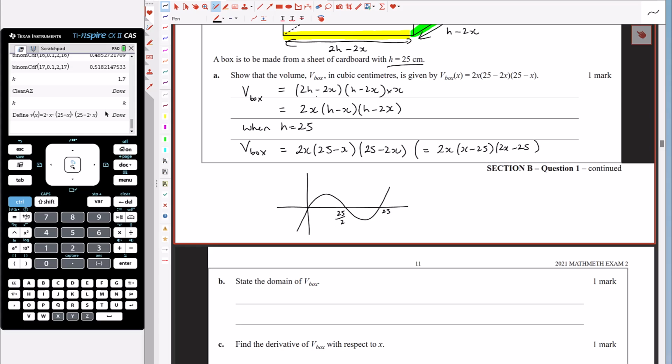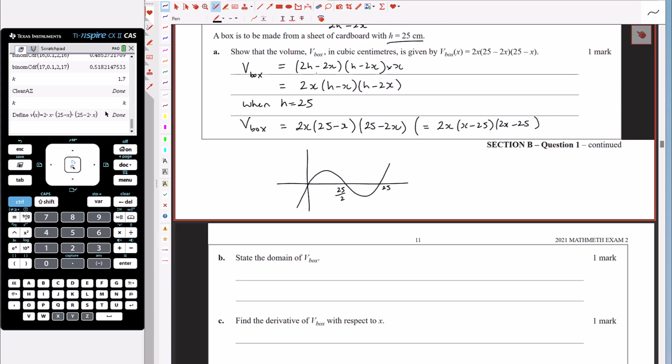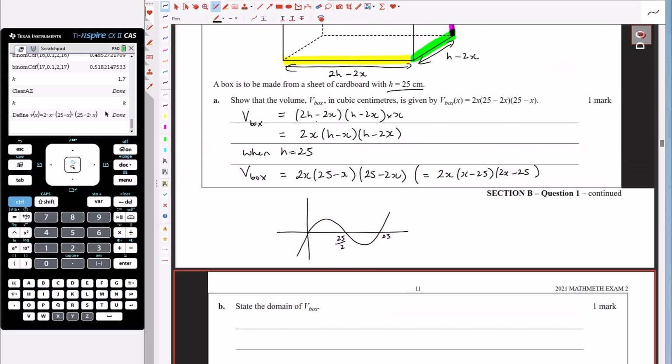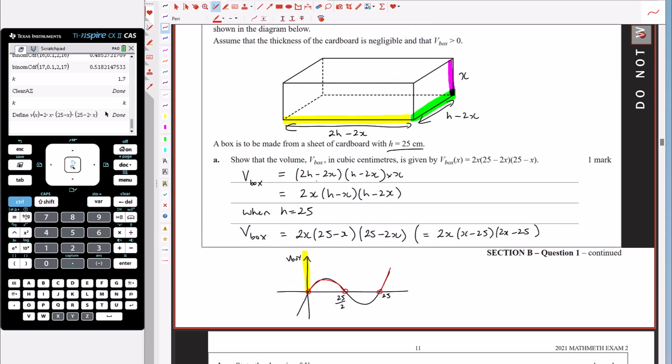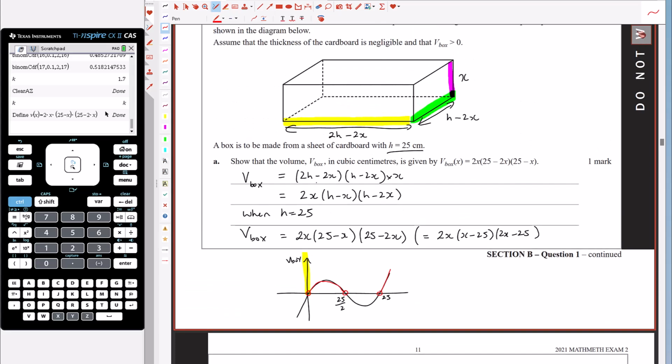That's essentially the function. So in part B, where it says state the domain of V box, given that V box has to be bigger than 0, we're only interested in this part of the function, and it has to be greater than 0, so we can't include that point. We're only interested in that bit there. We don't include this bit here because, whilst we're theoretically getting positive volume over here, the only way we're getting positive volume is because both of these numbers would be negative.